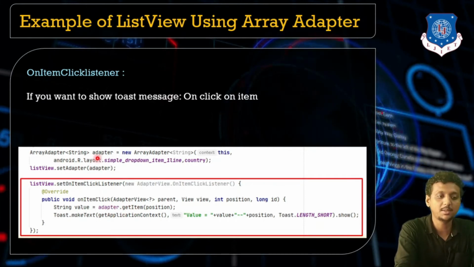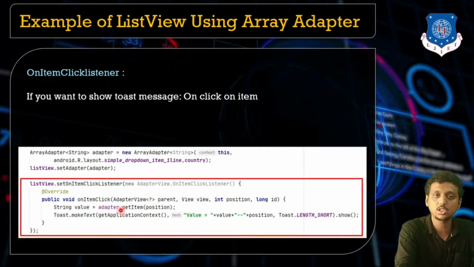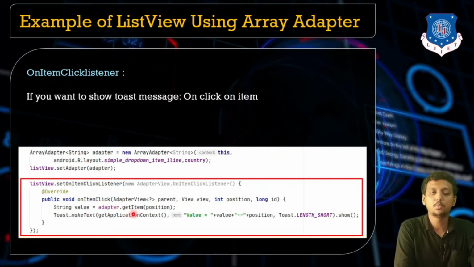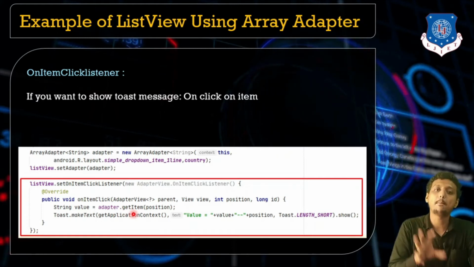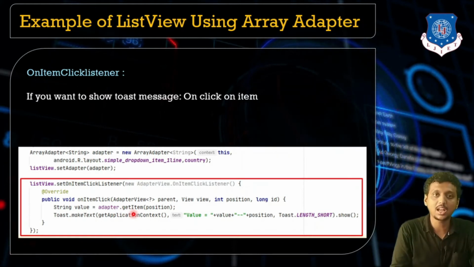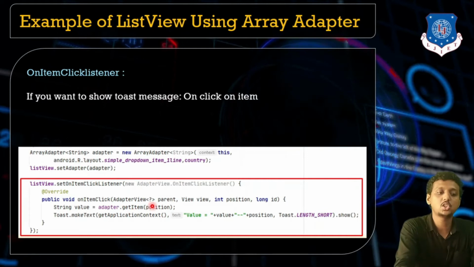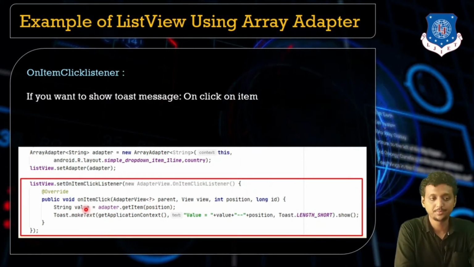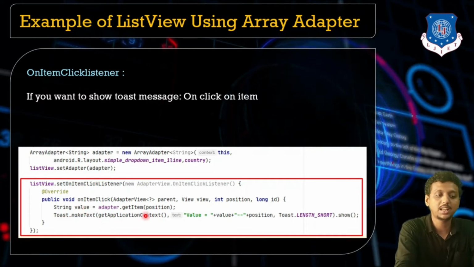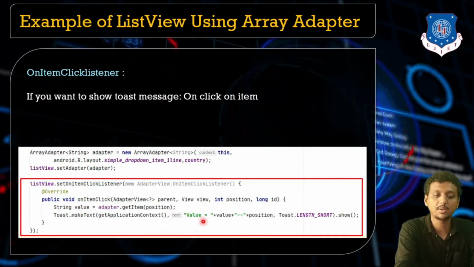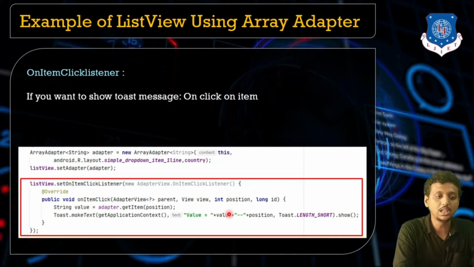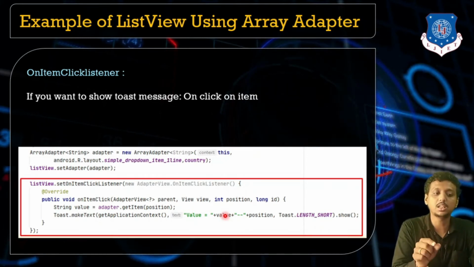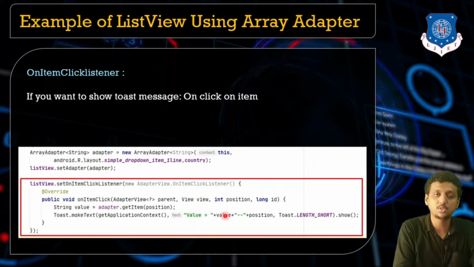See, this is my array adapter. The adapter is an object, so we just need to call a method like adapter.getItem(position). getItem is a method of the adapter class that returns the value at the position in string format. So I store it in value. Now Toast.makeText, get application context, from a value is equal to value. So what about this value? Students, this value is nothing but the value of the particular position.